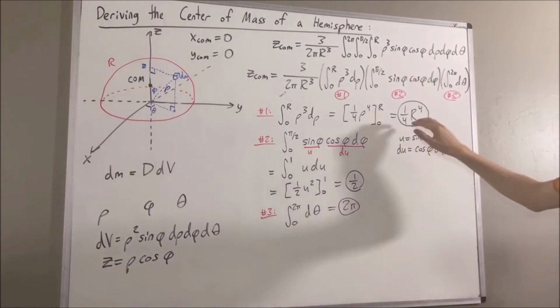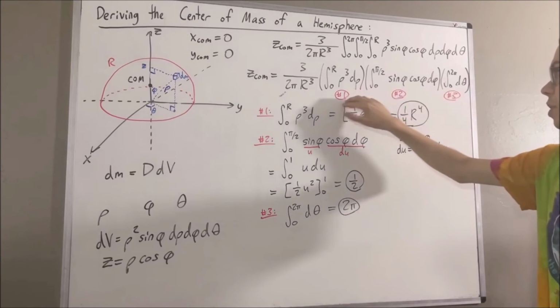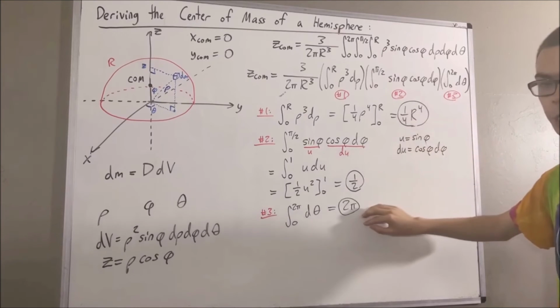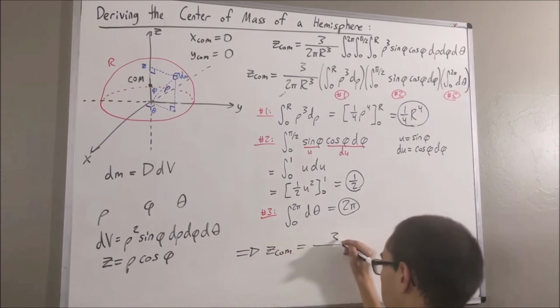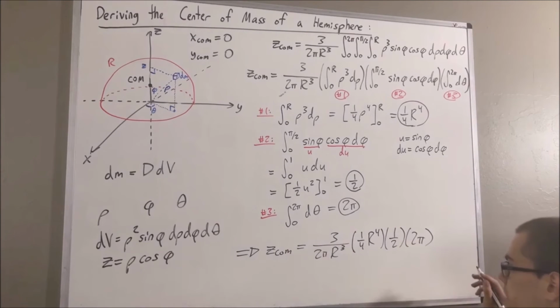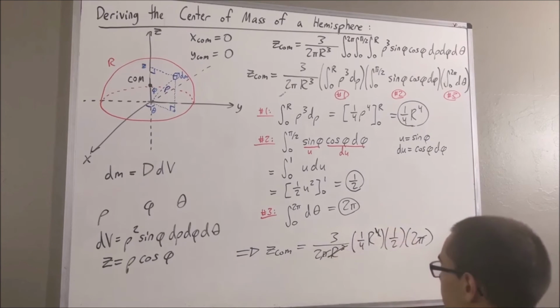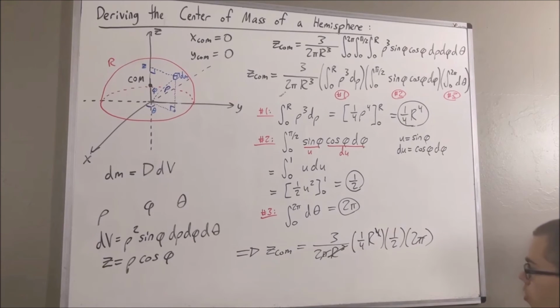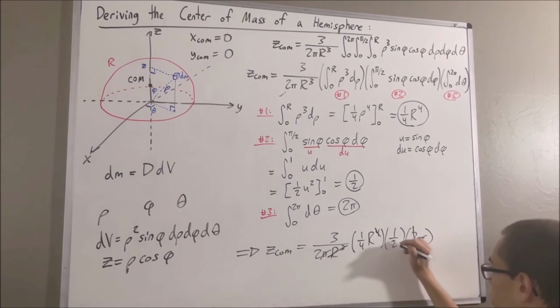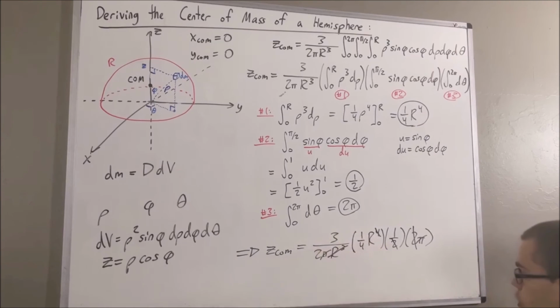So, now that we have the answers to all 3 integrals, let's go back and substitute these 3 integrals for each of their values. And now let's see how this simplifies. We see that the pi's cancel out. We see that R to the 4th divided by R cubed is equal to R. So R cubed goes away, and I'll just rewrite that as just R. We also see that the 2's cancel out. So we see 3/2 times 1/4 times R, and that's just equal to 3/8 R.